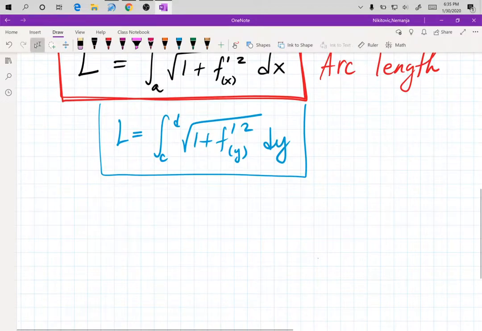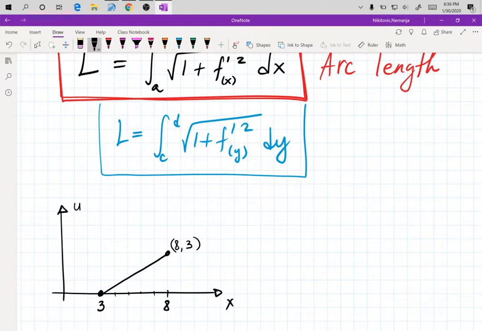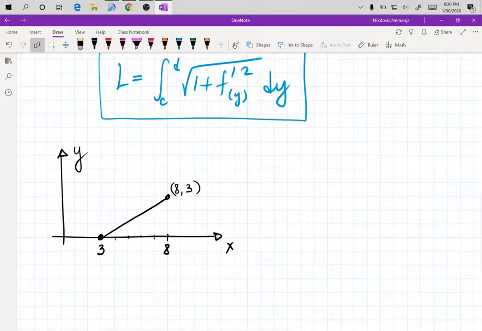So now, let's go with, I can just pick anything, but let's go from 3 to here. 4, 5, 6, 7, 8. So that's 8, 3. I just arbitrarily picked the line segment, and we can immediately calculate the length of this curve using the distance formula. I mean, the length of the line.